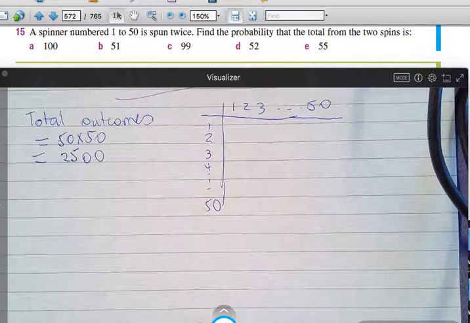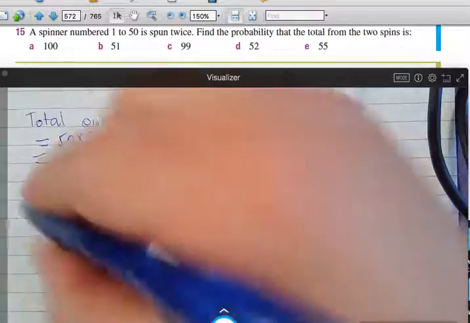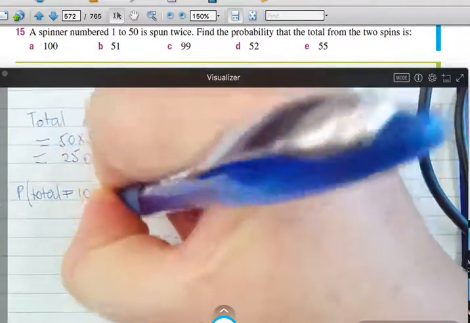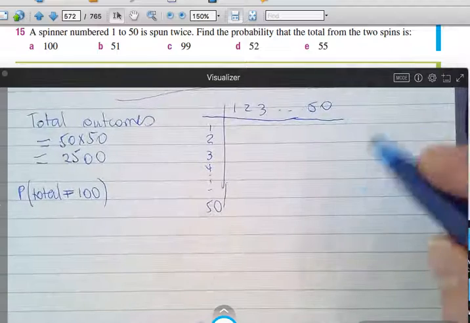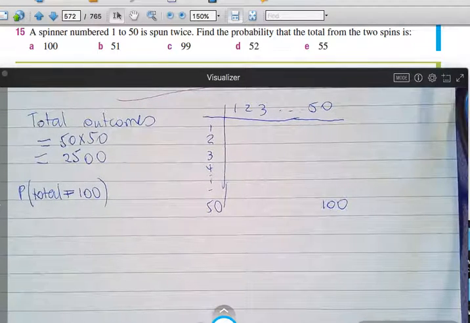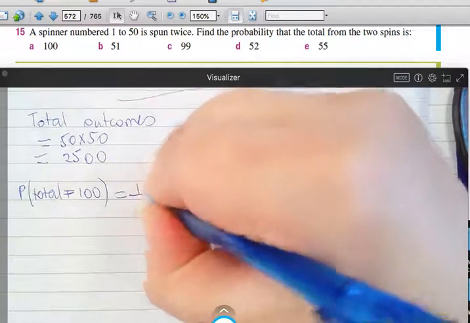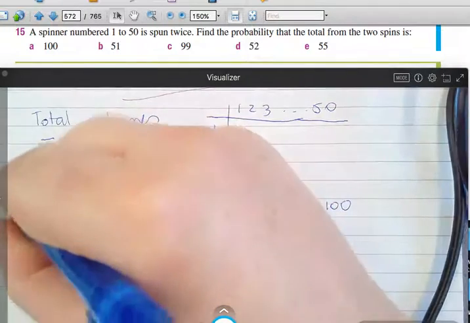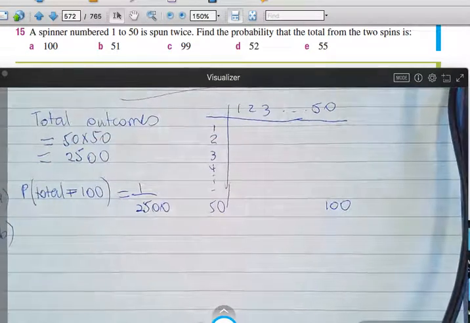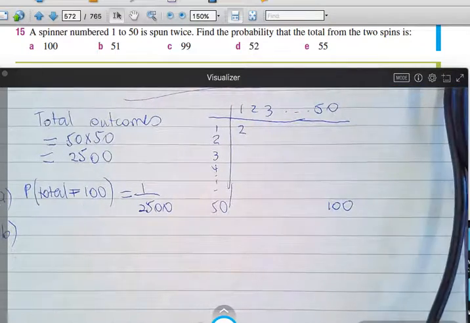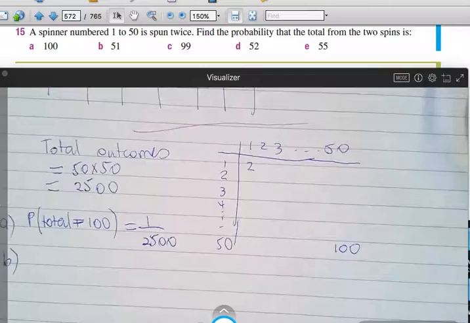Find the probability that the total from the 2 spins is 100. Now, how could you get 100? Where would that occur in this table? How many times will 100 appear? Once. So it's 1 out of 2,500. Do you see that? Because there's only one sum of 100. What's the smallest sum going to be? 2, etc. So there'll only be one sum of 100 in that whole table.